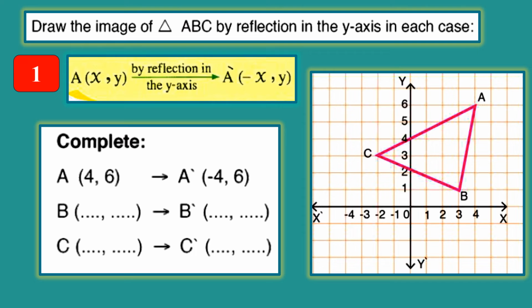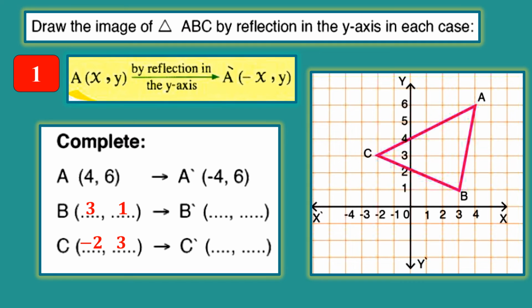Now draw the image of triangle ABC by reflection in the y-axis in each case. Number 1, (x, y) by reflection in the y-axis, we must change the first projection, which becomes (-x, y). From this figure, point A is (4, 6) and A dash becomes (-4, 6). Now find point B. We studied in the first lesson how to find a point in the coordinates. It's (3, 1). About C, it's (-2, 3).